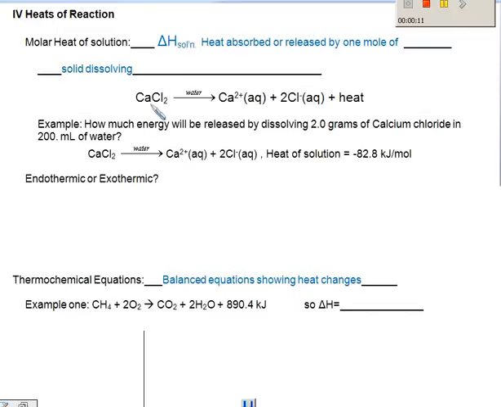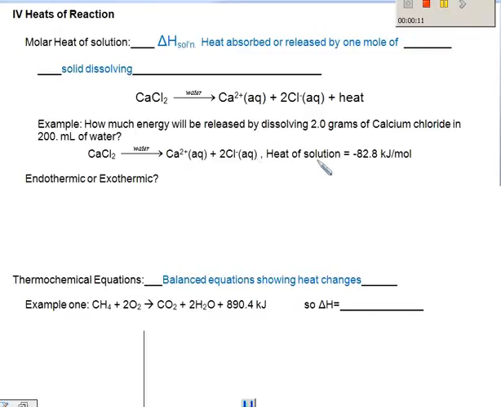So, for example, if we take calcium chloride and put it into water, it dissociates into calcium 2+ ions and 2 chloride ions. And at the same time, it heats the water up. So here's a problem that we're going to work. The question is, how much energy will be released by dissolving 2.0 grams of calcium chloride in 200 mLs of water? And we're given the dissociation equation right here.